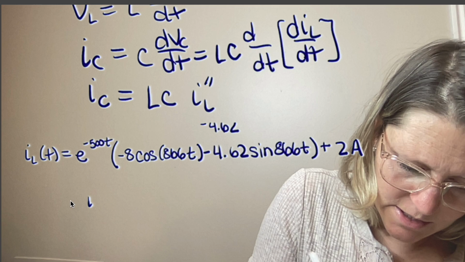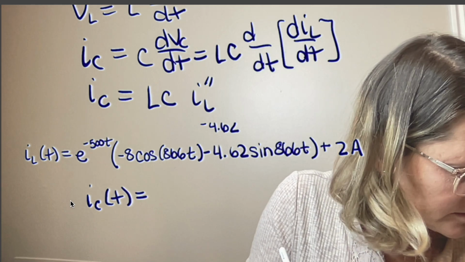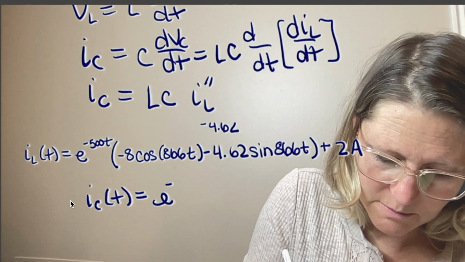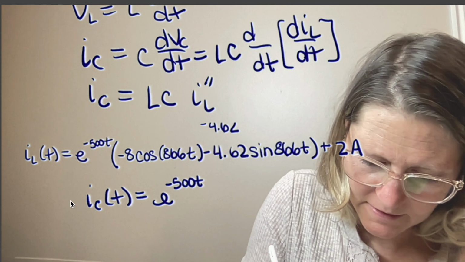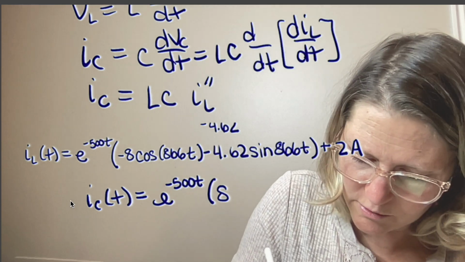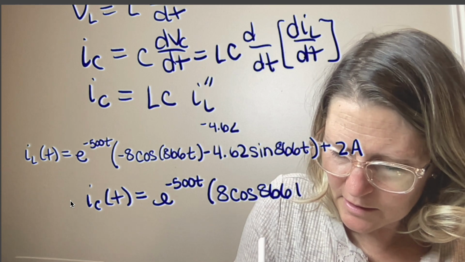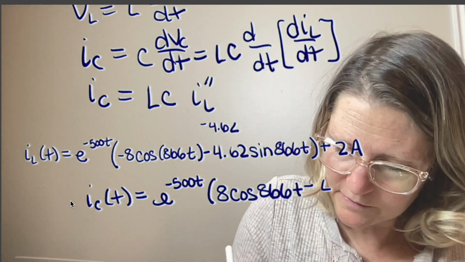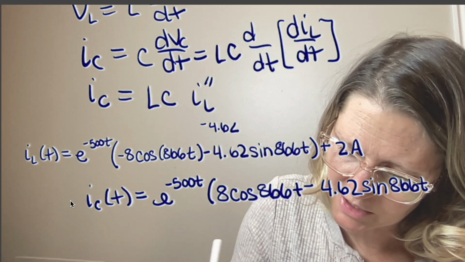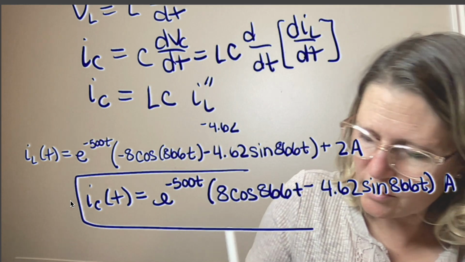And so you end up with IC of t is equal to e to the minus 500t times 8 cosine 866t minus 4.62 sine 866t, and the other terms cancel, and that is your equation for IC of t.